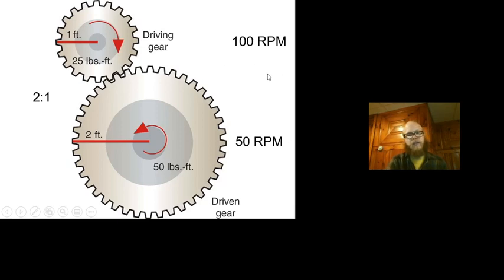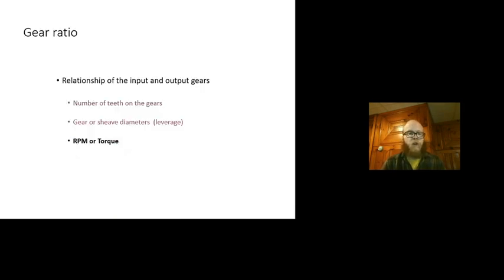And what happens is the same math goes along with my speed. I have 100 RPM input speed, and because of this ratio, I'll divide my input speed by that 2, and that will give me my output speed. I'll multiply my input torque by 2, and that'll give me my output. So for the torque, we're going to multiply. For the speed, we're going to divide. Okay? RPM or torque, we have to decide between the two. It's a trade-off. I'm trading speed for power, or vice versa.